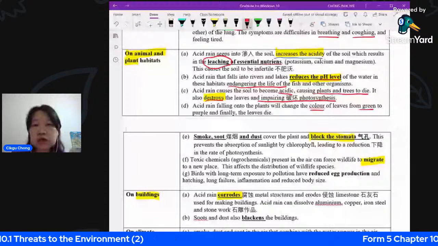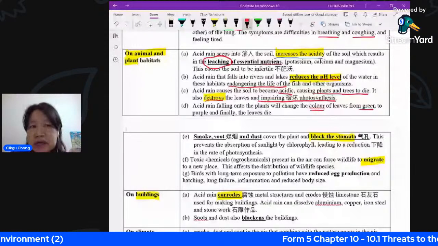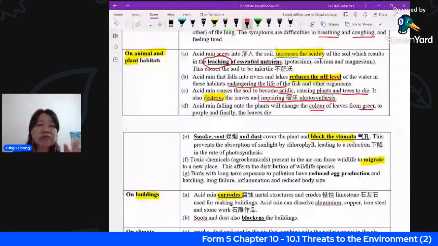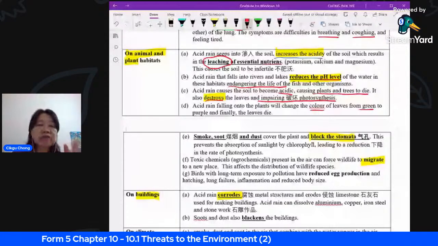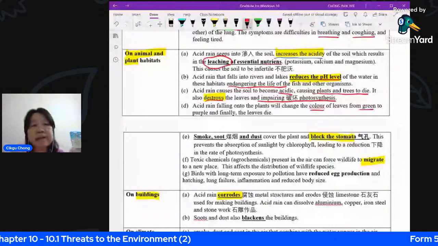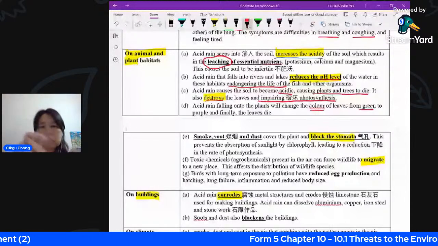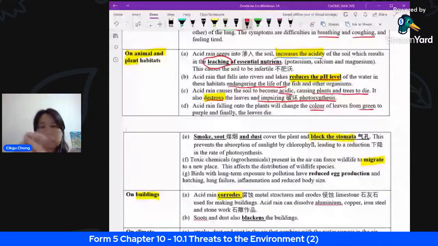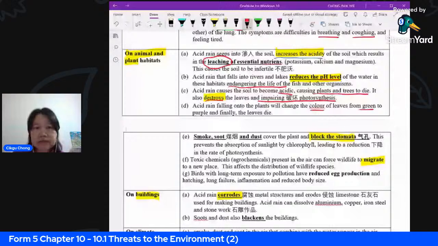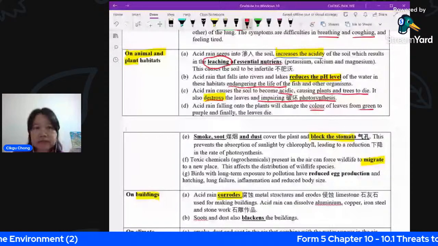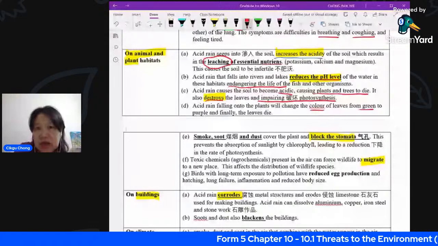How do you get the API? It is obtained by measuring the fine particles that are suspended in the air. They are so small. The size of the particle is below 10 micron. How much is a micron? 1 micron is 1 micrometer. I think I've already discussed this with you. How small is a micrometer? 1 micrometer is actually 1 over a million of a meter.